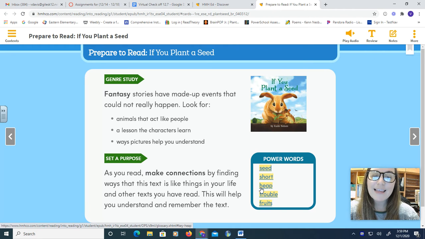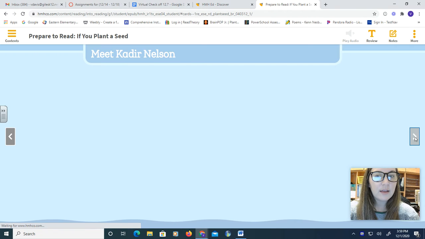Our next word is heap, which means to have a lot of something. Our next word, trouble. We don't like trouble. Trouble is when we have a problem that can be hard to fix. And then our last word is fruits. Now, fruits can mean the type of fruit that you eat, like bananas or apples or oranges. But it could also mean something good that comes out at the end of something. So let's go ahead to our next.